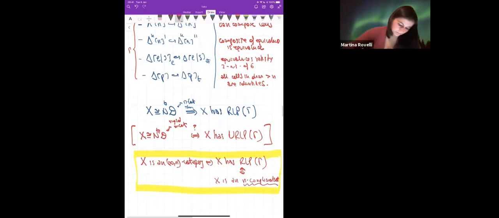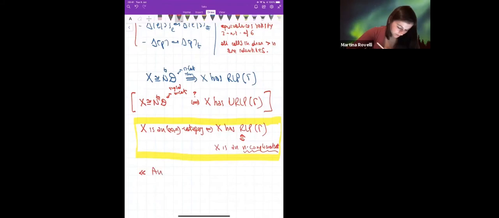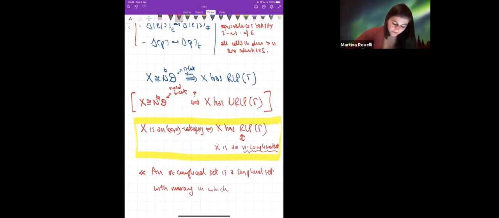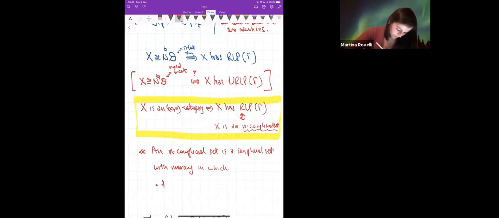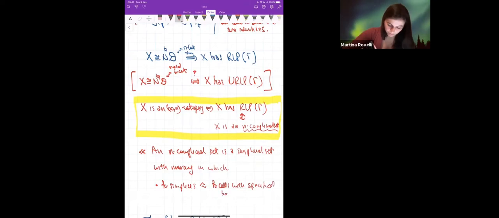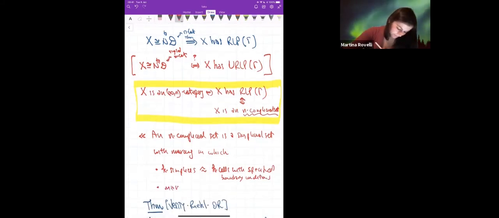Okay, so recap: what is an n-complicial set? An n-complicial set is a simplicial set with marking in which I should have the following interpretation. k-simplices should be thought of as k-cells with specified boundary conditions, and the k-simplices that are marked should be thought of as precisely those k-cells that are equivalences, that are invertible in some sense.